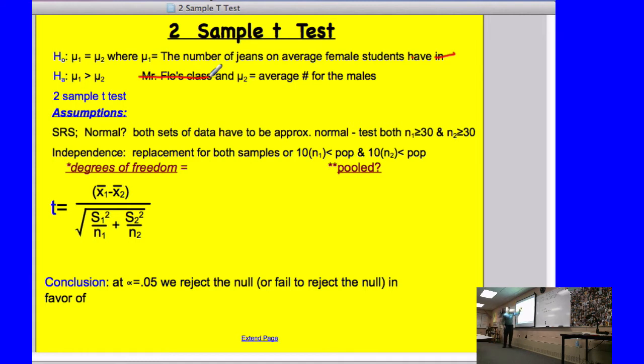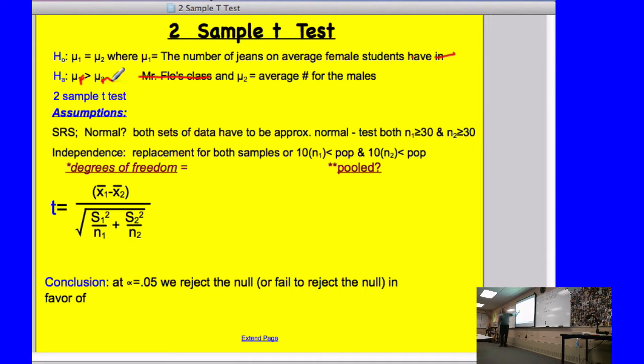So realize when you talk about your mu1 and mu2, you're talking about the parameter. Don't talk about our sample. No, then it would be x1 and x2. Okay? I want to know, do females own more genes than males? Why did I do that? Because females had more on average, right? So that's why I'm making it one-sided. And if I wanted to, I could change this to females and males, mu f greater than mu m, and follow through with that if we wanted to.